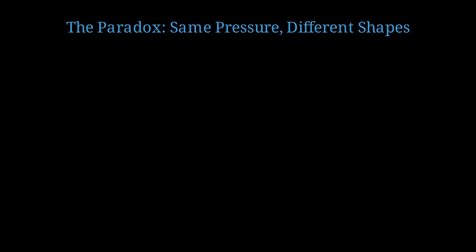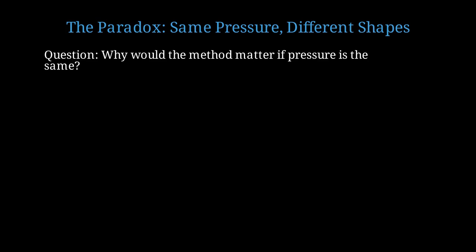When you apply the same amount of pressure to a microcapsule, you get completely different buckling shapes depending on how you apply that pressure. You might ask, why would the method of applying pressure matter if the net force on the shell is comparable? This is the heart of the paradox.